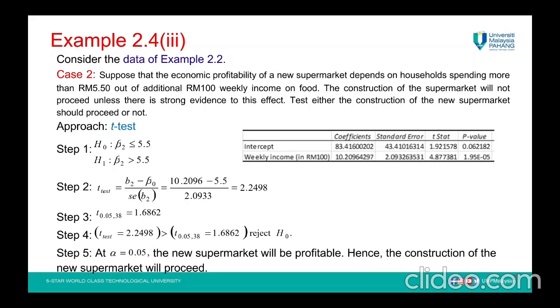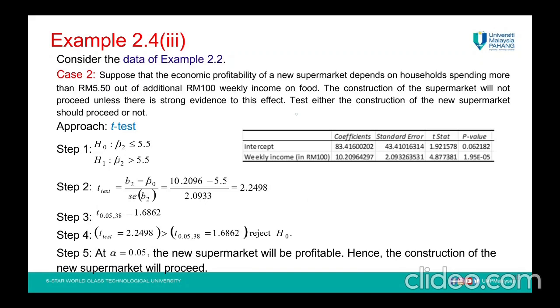Let's look at example 2.43. In this example, we will employ the data of example 2.2. The case here is: suppose that the economic profitability of a new supermarket depends on household spending more than RM 5.50 out of additional RM 100 weekly income on food. The construction of the supermarket will not proceed unless there is strong evidence to this effect. Test whether the construction of the new supermarket should proceed or not.